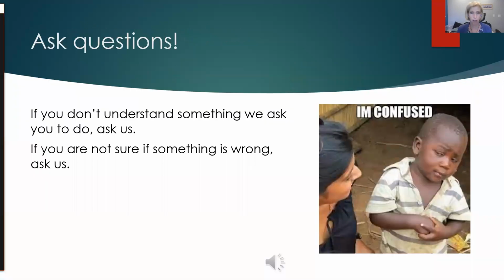And the last part of the communication plan is asking questions. We've tried to create an atmosphere where you can ask questions if you have them. I think the worst thing is where people have questions and don't ask. There's no such thing as a dumb question to me, like ever. If you don't know it, then it's not bad to ask about it. If you don't understand something we ask you to do, ask us so we can explain it to you. If you're not sure something's wrong, ask us. If you're curious about things, just ask us. So anytime you feel confused, just let us know.